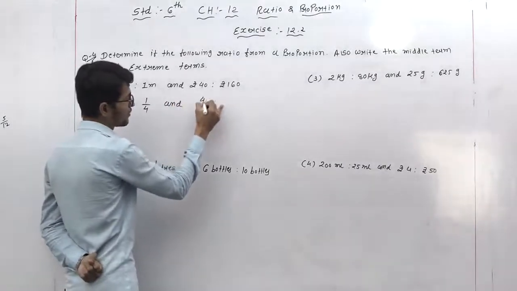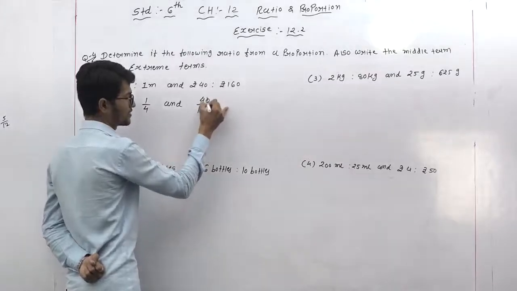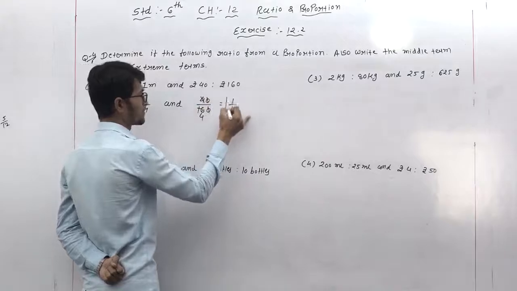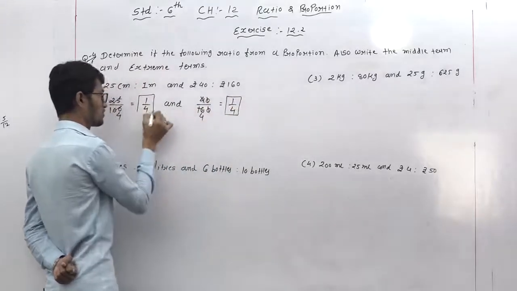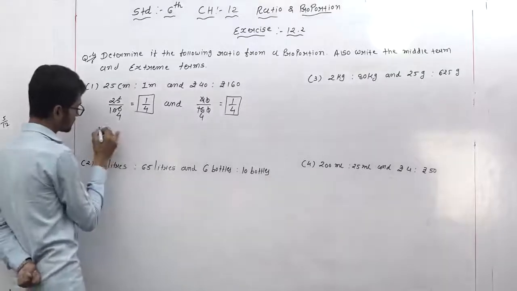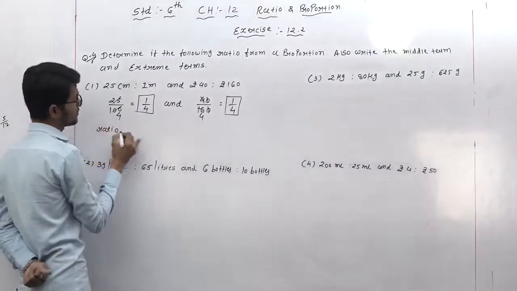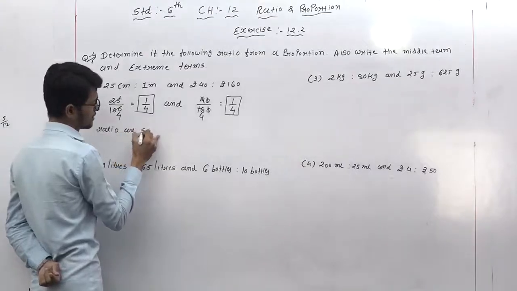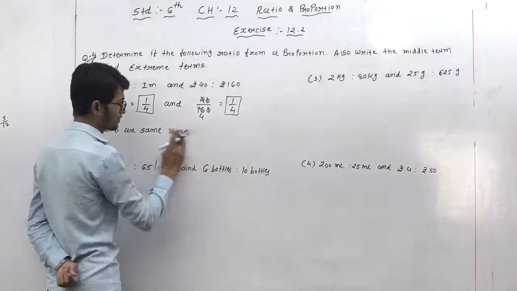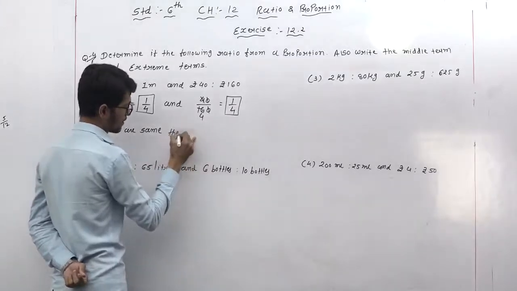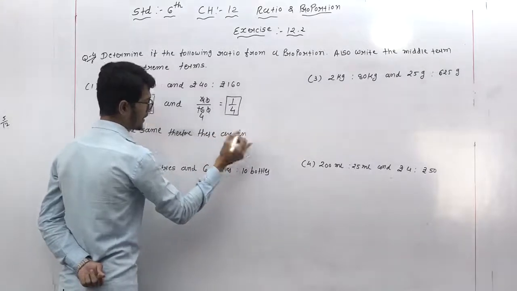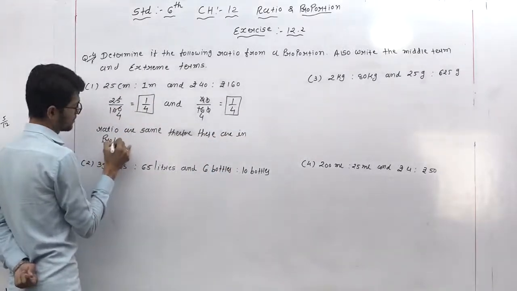And on this side, 40 by 160, the 0 and 0 cut, 4 4s are 16. So here also the answer is 1 by 4. So here 1 by 4, 1 by 4. This means the ratios are the same. So write down: ratios are the same, therefore these are in proportion.